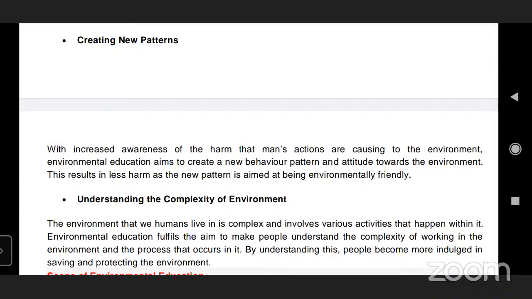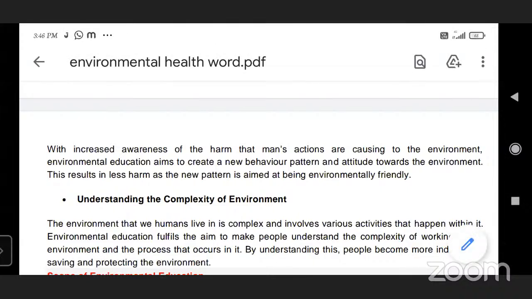So environmental education aims to make people understand the complexity, and to create new behavioral changes, or behavior patterns and attitudes towards the environment. These behavioral changes are favorable to the environment, so that it results in less harm to us.